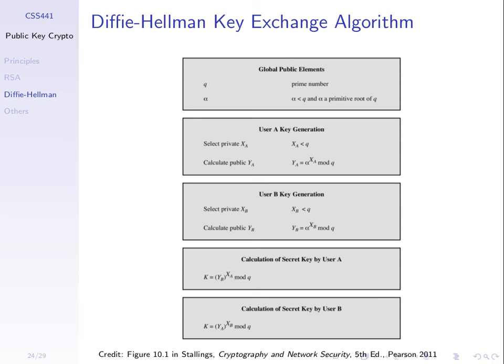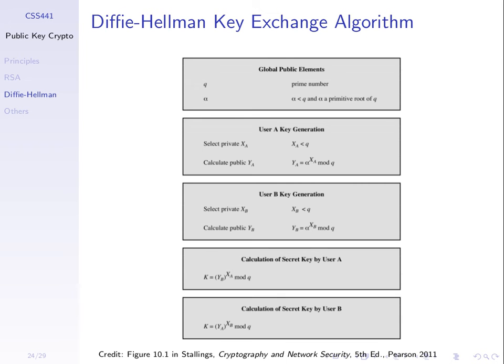But before we get them involved, let's just summarize what we're going to do. User A is going to select a private value, and they can choose a random value here. It just must be less than Q. We'll call it XA, the private value X. User B will do the same. So you'll be user B, right? You'll choose your own random value, X. It'll be less than Q, easy.